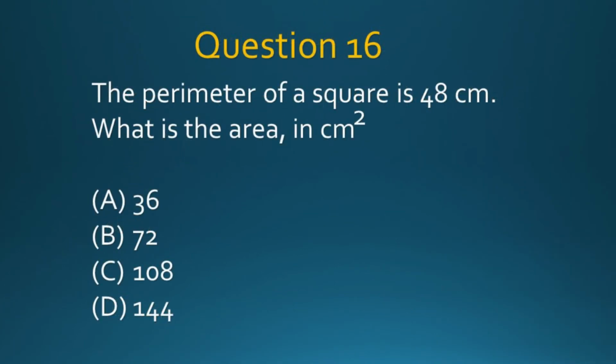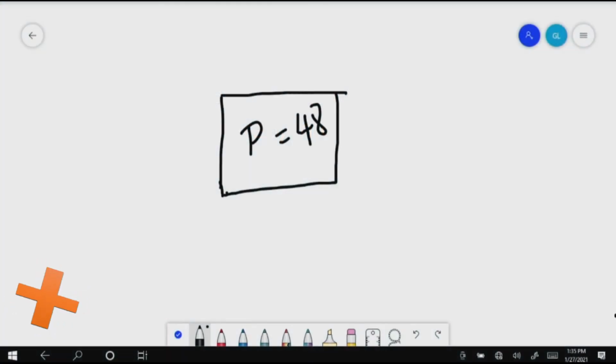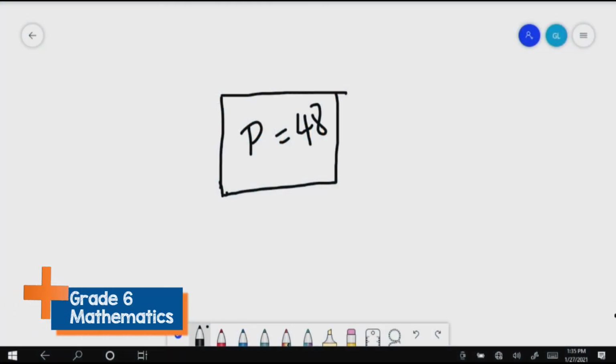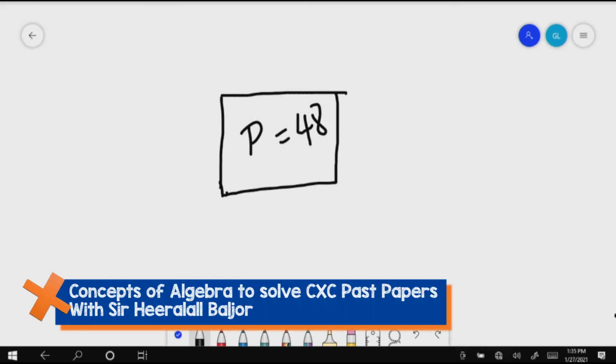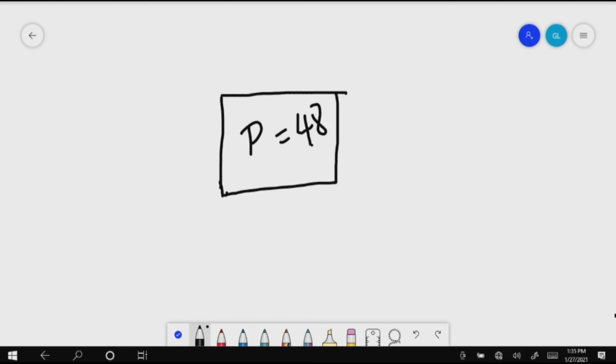The perimeter of a square is 48 cm. What is the area in cm square? Now, this is an interesting question. The perimeter means the distance around. So, if we add the 4 sides, we would have had 48 cm. But they don't give us the side. They give us the perimeter. So we need to find the side to find the area of this square.